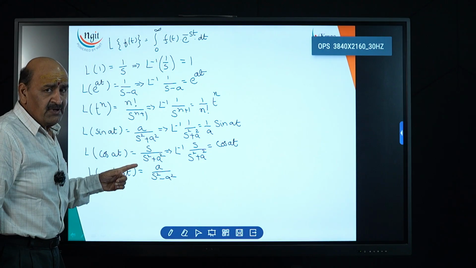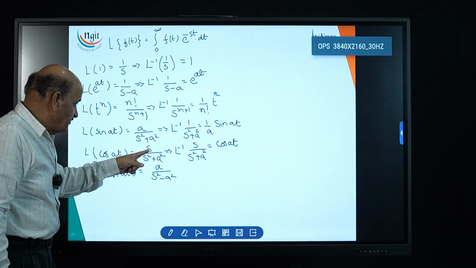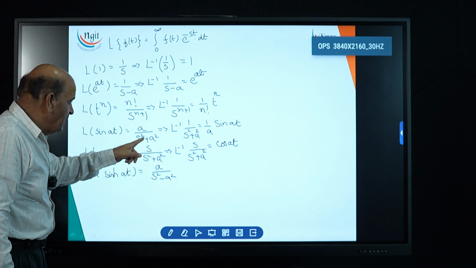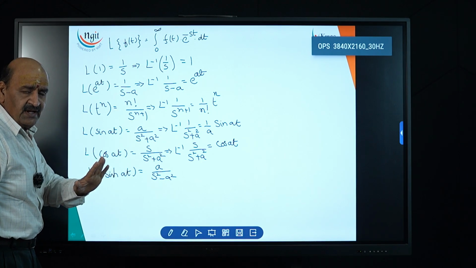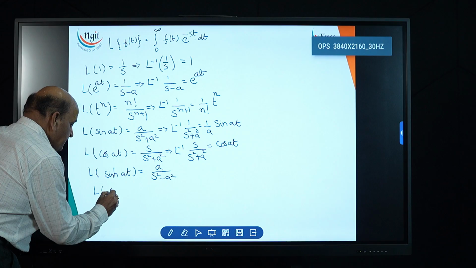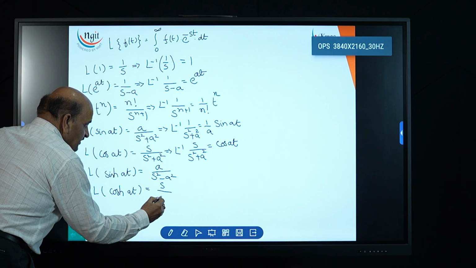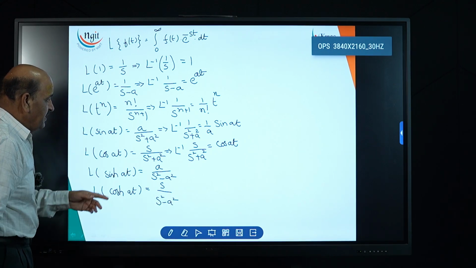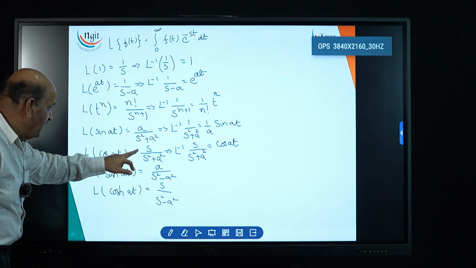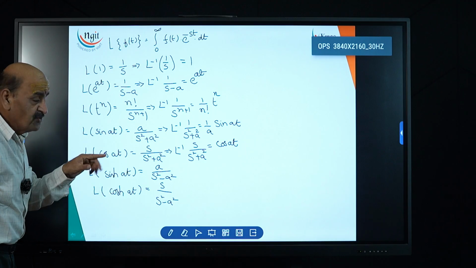Here, it is very easy to remember this formula. Sin at is a by s square plus a square. Cos at is s by s square plus a square. For hyperbolic, in the denominator, instead of plus, you make it the negative sign. It is enough. Now just look. This is the cos h at. Cos h at is equal to s by s square minus a square. Now just look: a by s square plus a square, a by s square minus a square. For cos at, s by s square plus a square. This is s by s square minus a square. Only the negative sign is different.